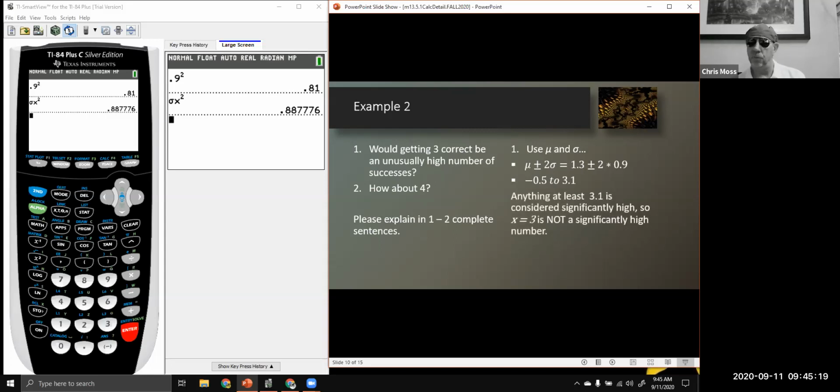So anything at least 3.1 or higher is considered significantly high. So x equals 3 is not a significantly high number. But what about 4? Since 4 is greater than 3.1, 4 correct is truly a significantly high number. Honestly, if you guessed and you got 4 correct, I really wonder how much guessing you did. I bet you were really tapping into some subconscious knowledge.